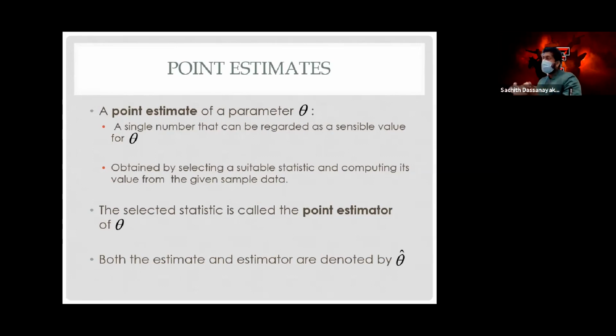That point estimator, we denote by theta hat. Hat normally we use to denote estimators. Theta hat. Theta is the parameter that we need to estimate. So that point estimator we call theta hat. Yes, as mentioned, it is called the point estimator of theta. Theta is the parameter that we need to estimate, and we denote the estimator by theta hat.